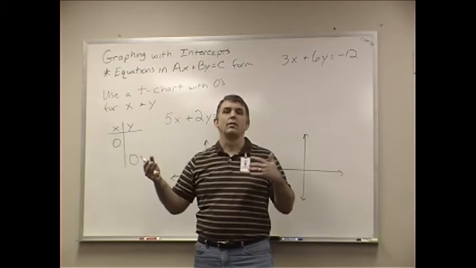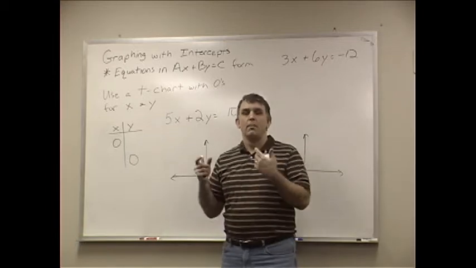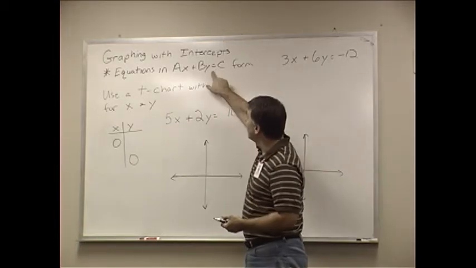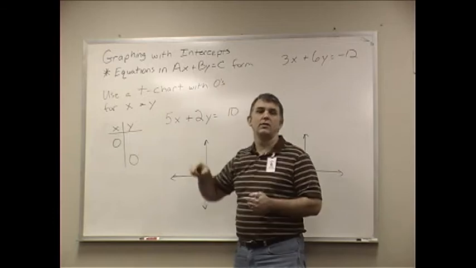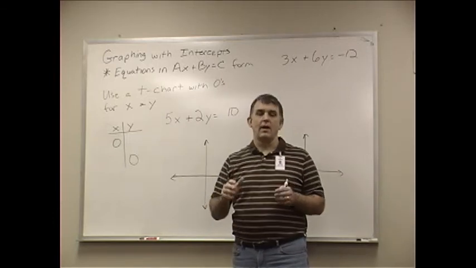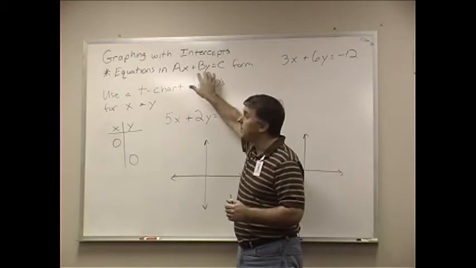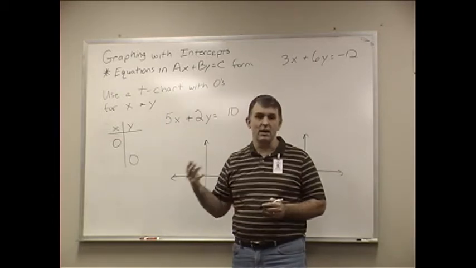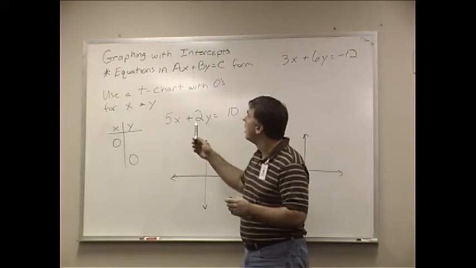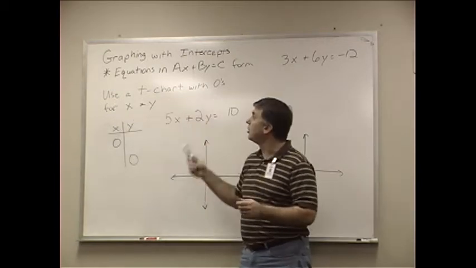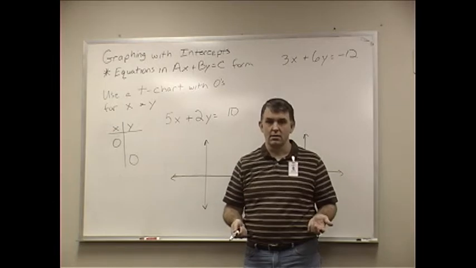And again, you may not have learned about the forms, but in essence, it equals c. The c is a whole number. So if it's got a whole bunch of stuff in the front and it equals a number, that means that it's in standard form or can be easily put in standard form. Okay, like I just said, we're going to use a t-chart again.